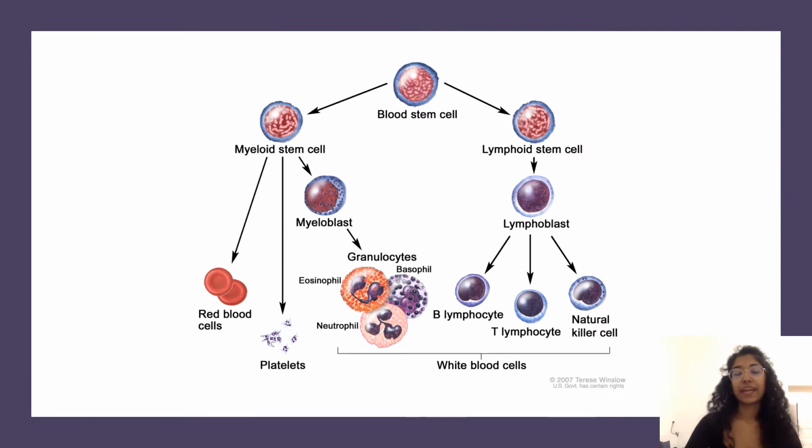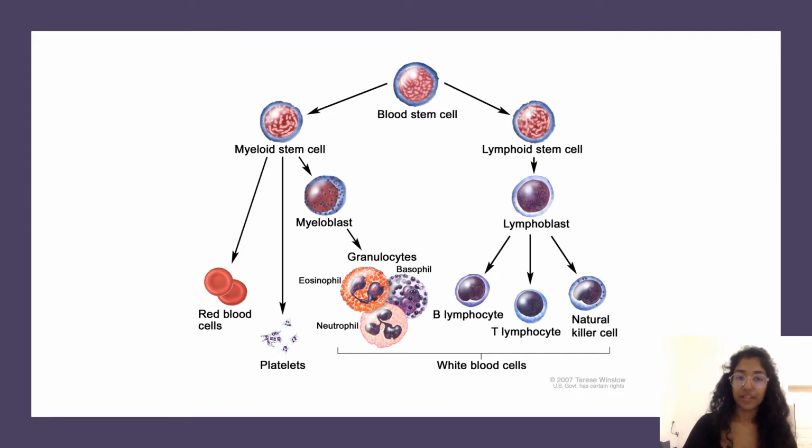Okay, now we'll be heading into leukemias. Before we head into that, we're going to talk about the differentiation of hematopoietic stem cells, which is your blood stem cell. Hematopoietic stem cells, which are CD34 positive, will further differentiate into myeloid stem cells or lymphoid stem cells. And these will give rise to their own cell populations.